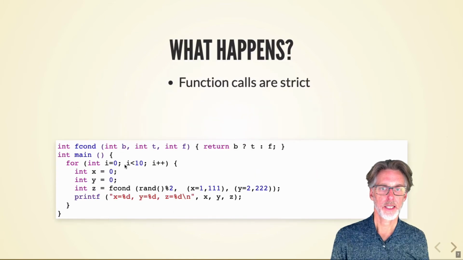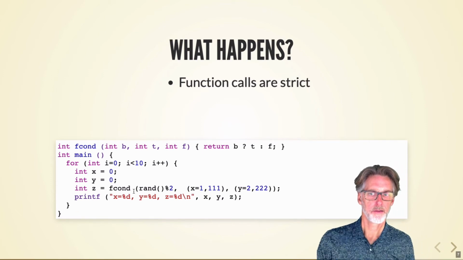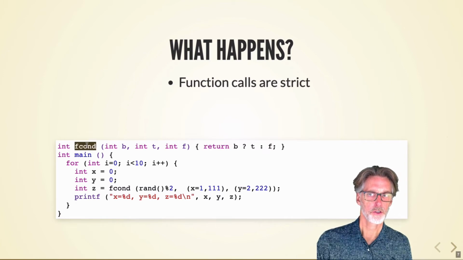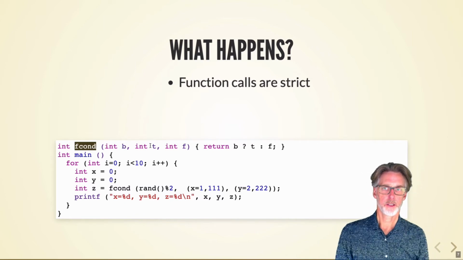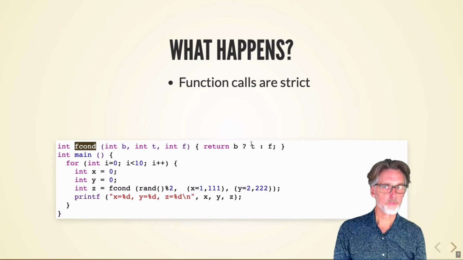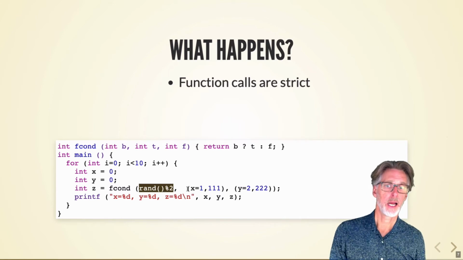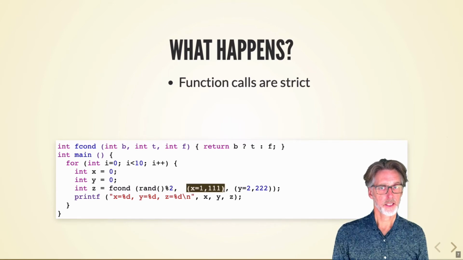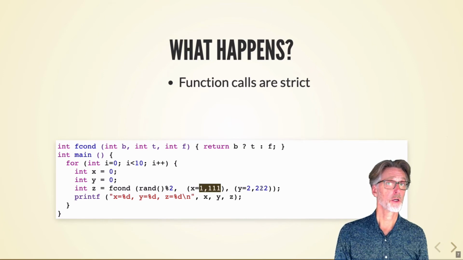So let's look at the same example code we had a second ago. What I'm going to do though is put the use of the conditional inside of a function call. So my function here is going to take 3 parameters: the Boolean value, a true value and a false value, and it's going to return either the true or the false value based on the Boolean. And now I'm passing in the random coin flip and the result of this expression, which is going to be 111, and the result of this expression, which is going to be 222.